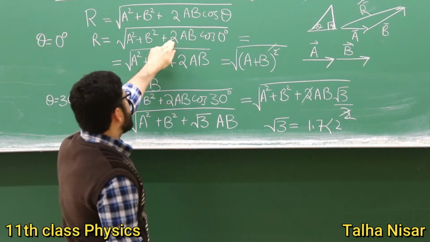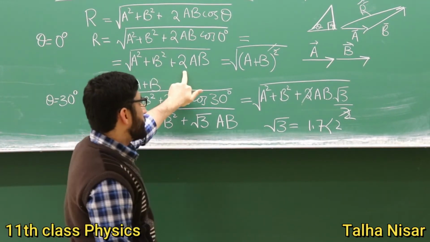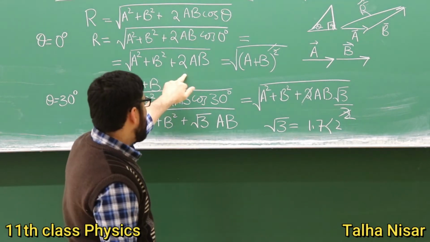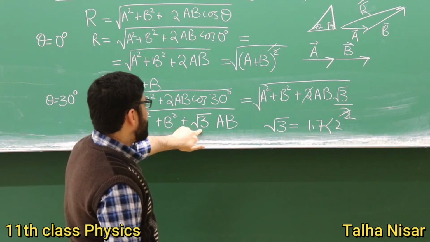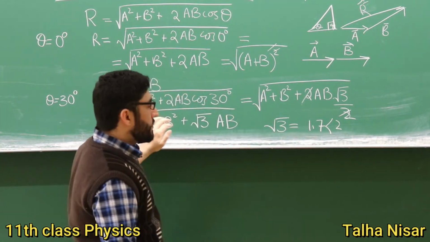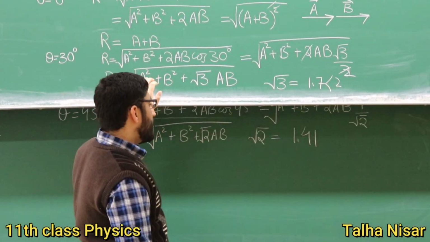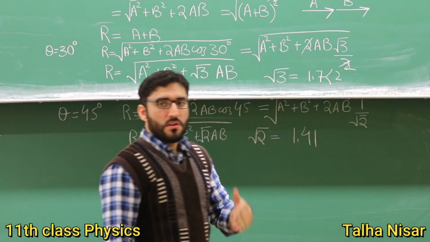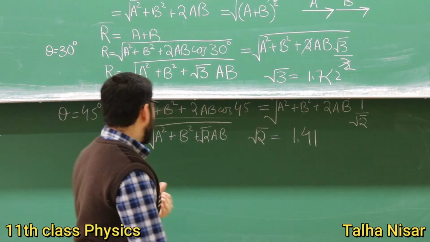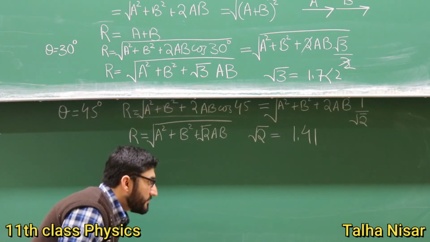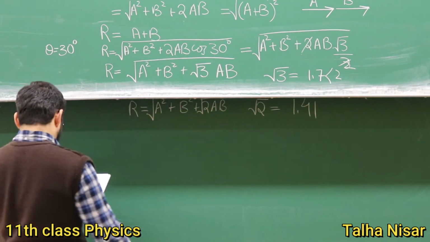So we saw when the angle was 0, the factor was 2. Here it was root 3, which is 1.7, so it's lower than 2. And now it's further reduced to 1.4. So the resultant is further decreasing when we increase the angle between the vectors.